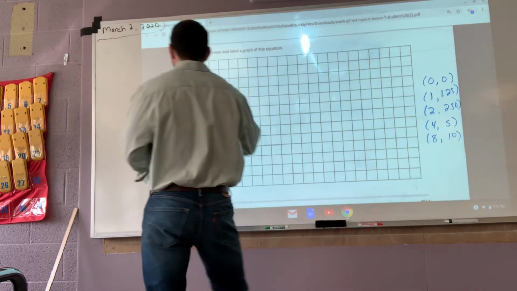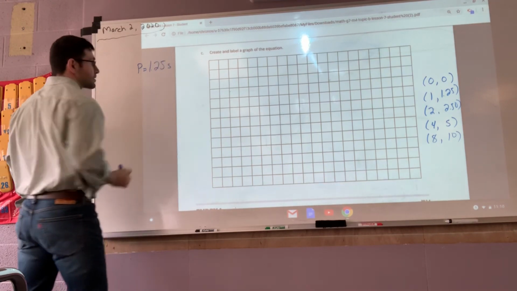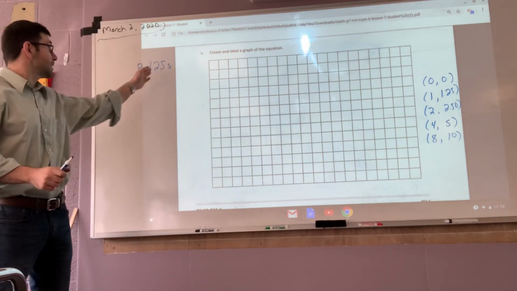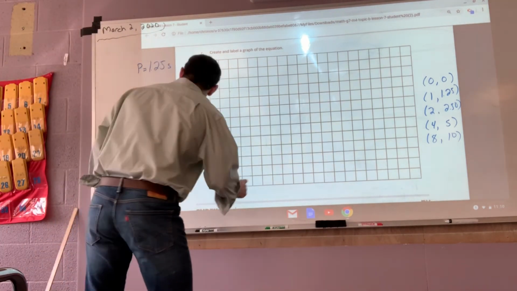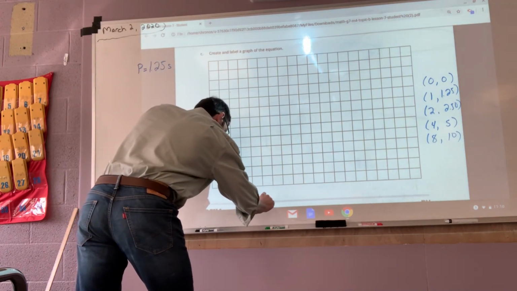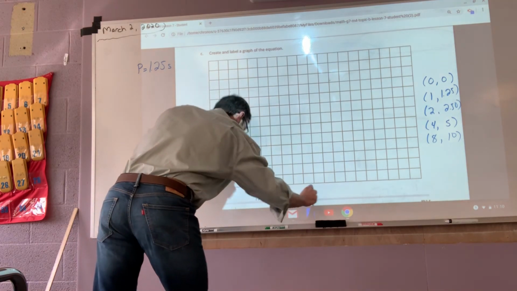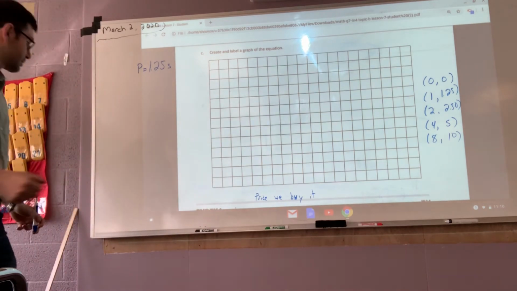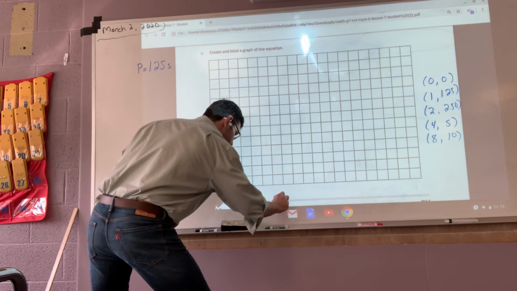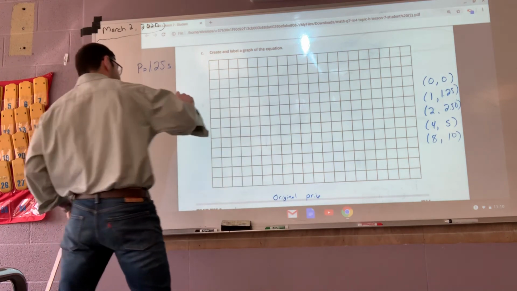So, I know my equation stays the same. P equals 1 and 25/100 S. So, this is, over here, my Y and my X. Y equals KX. My X is the original price. This is the price we're buying.